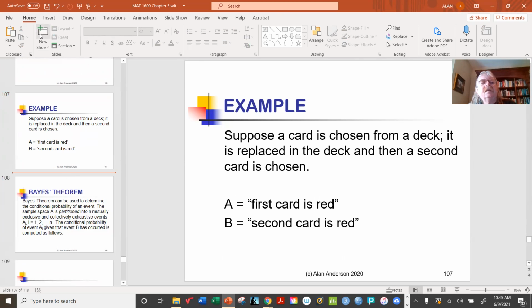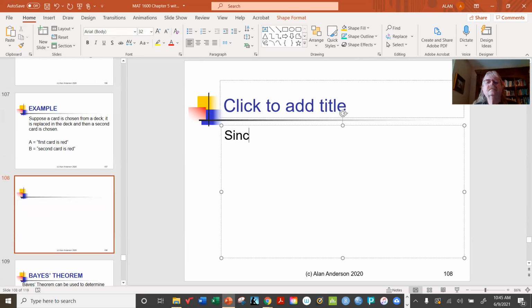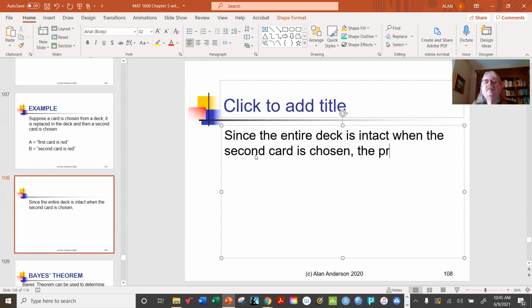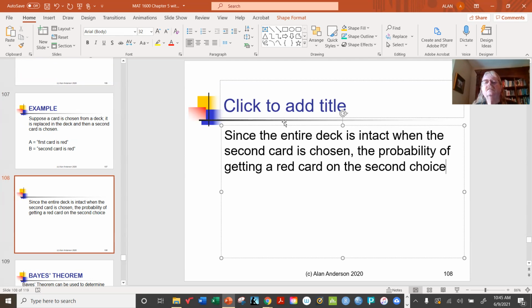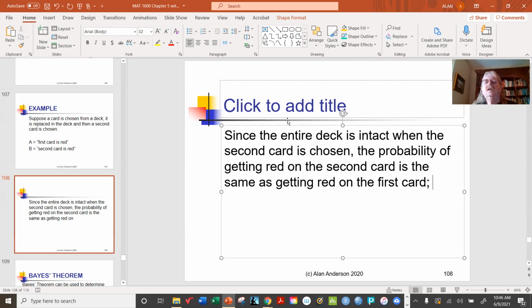Now, since the entire deck is intact when the second card is chosen, the probability of getting a red card on the second choice, or actually I should word it a little differently, of getting red on the second card is the same as getting red on the first card. The two events are independent.